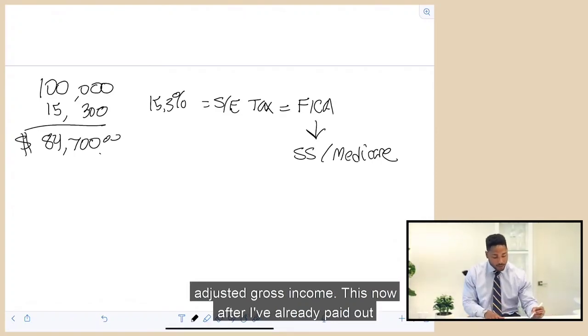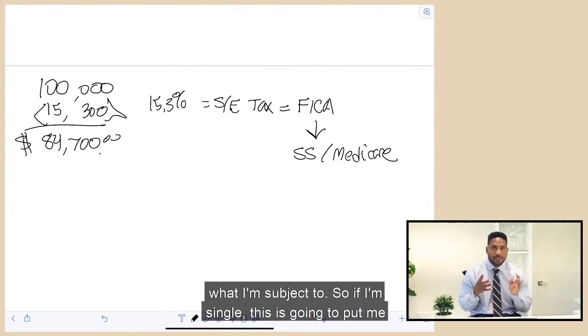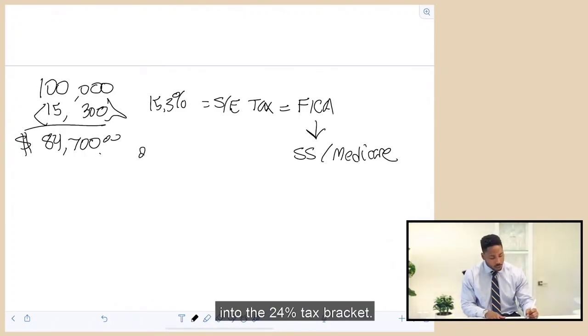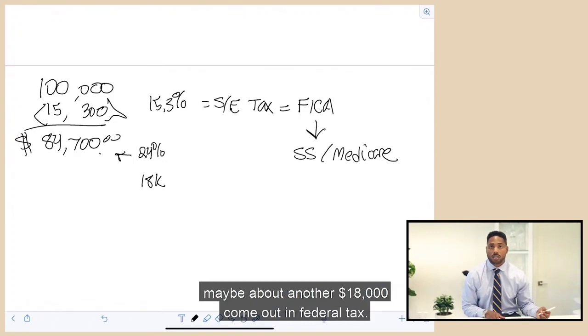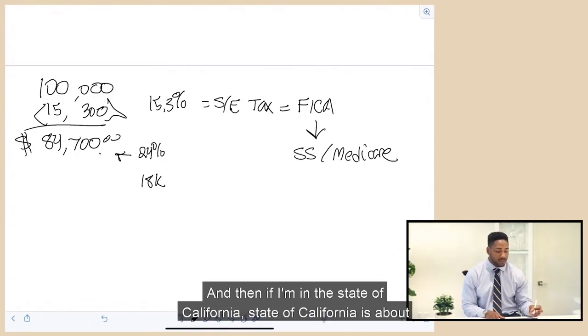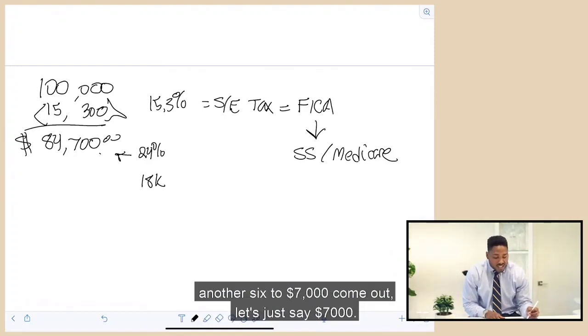This now, after I've already paid out $15,300, yes, I get a deduction for half of it, but this now is what I'm subject to. So if I'm single, this is gonna put me into the 24% tax bracket. If I'm single, I'm gonna have maybe about another $18,000 come out in federal tax. And then if I'm in the state of California it's about 8.5%. So I'm probably gonna have about another $6,000 to $7,000 come out. Let's just say 7,000, okay?